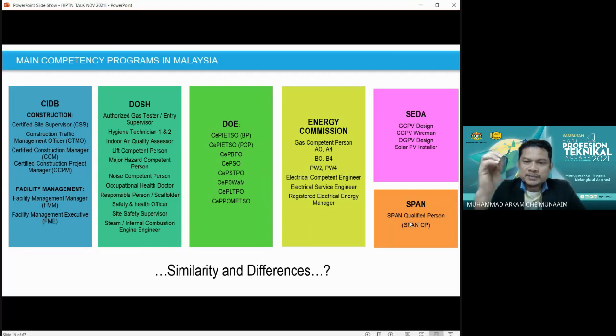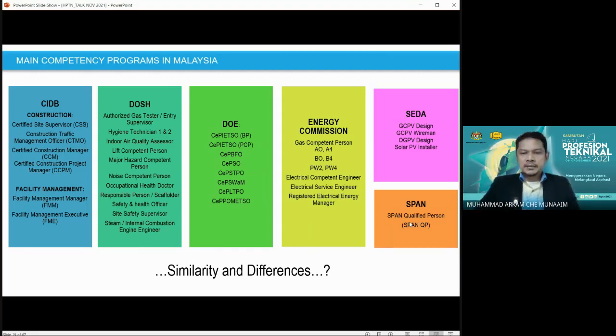So their similarity is basically they all come with either acts or regulations. They must come with the source of power through the acts or regulation of CIDB, DOSH, DOE, Energy Commission, SEDA, and as well as SPAN. And the differences are actually in the method of assessment. Energy Commission has their own method of assessment, SEDA has their own, SPAN has their own, DOE same thing, DOSH same thing, CIDB same thing.